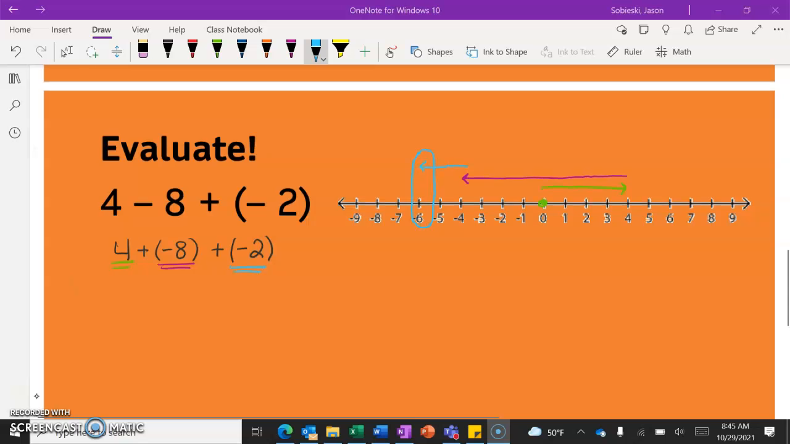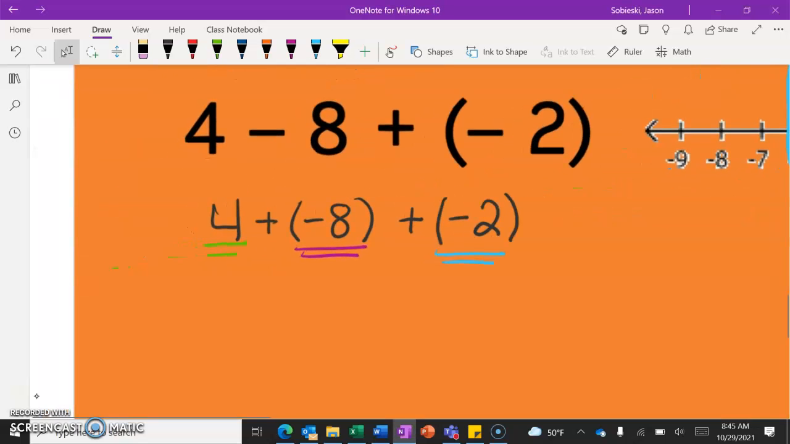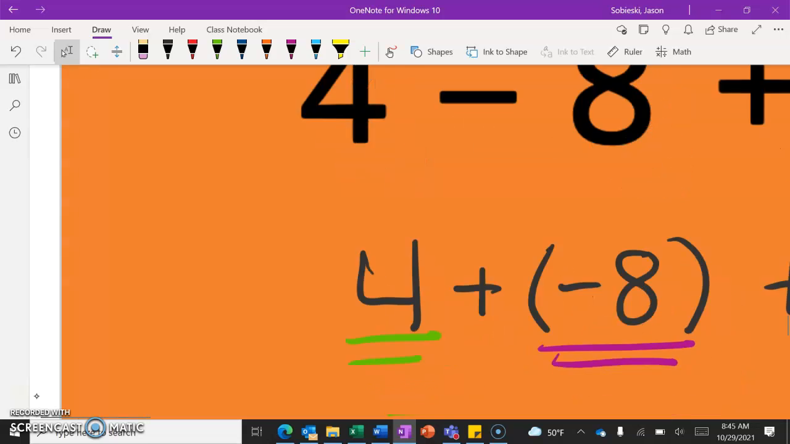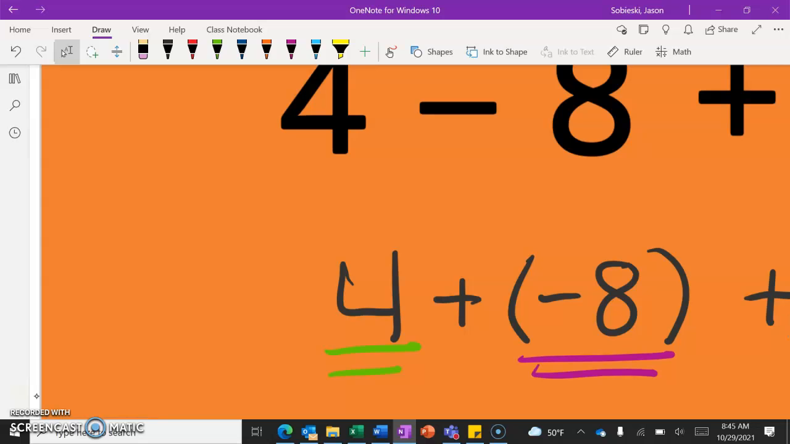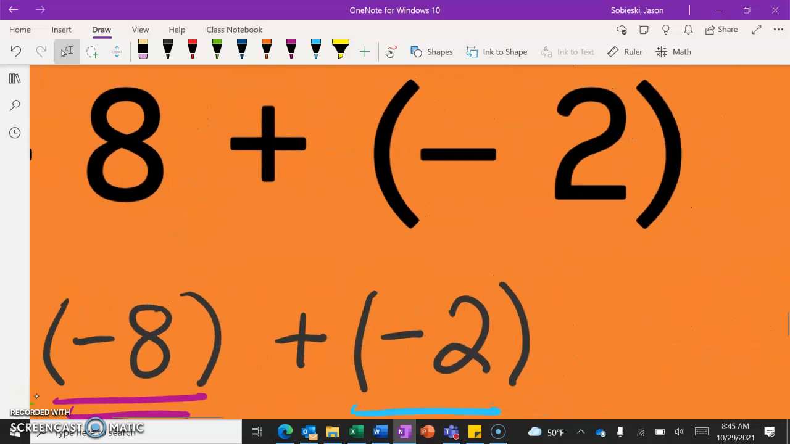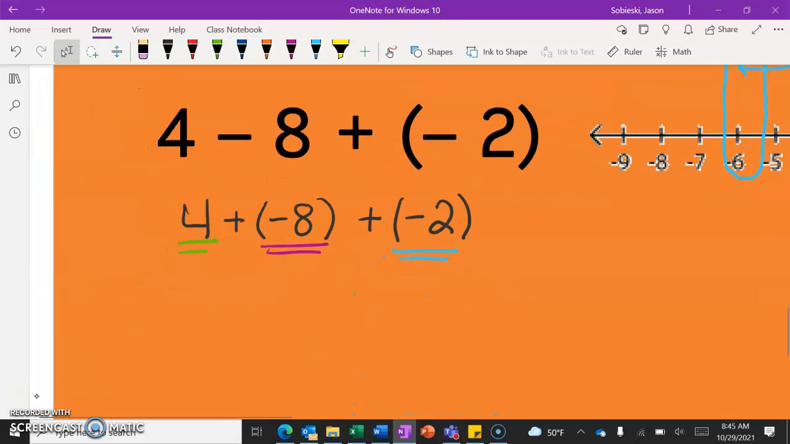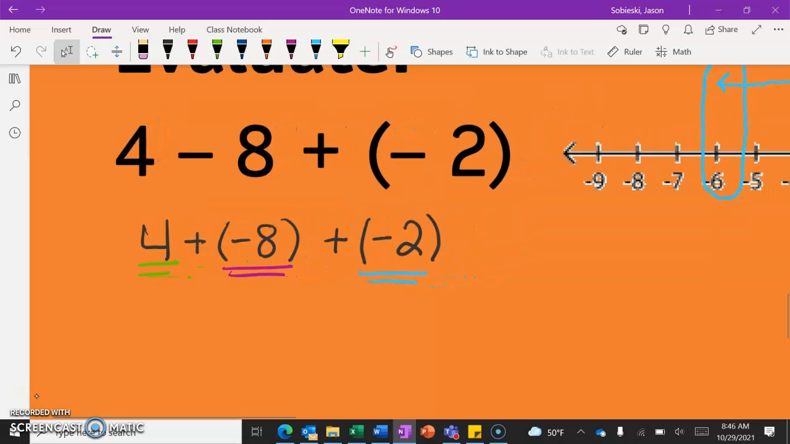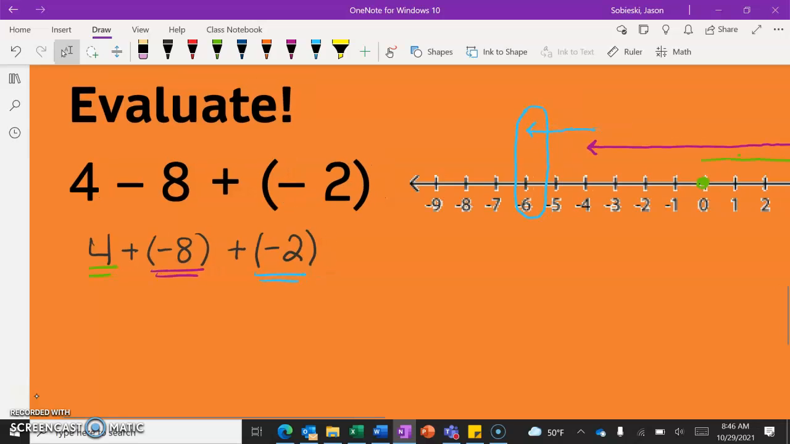All right, so everybody, let's check our work. First thing that you would want to do, again, is zoom into your problem and just look at 2 numbers at a time. So 4 minus 8, if we did keep change opposite, we could make that into 4 plus -8. And then 8 plus -2, that was already an addition problem, so we're good. So this is what it would look like if you changed it all to addition. 4 plus -8 plus -2.